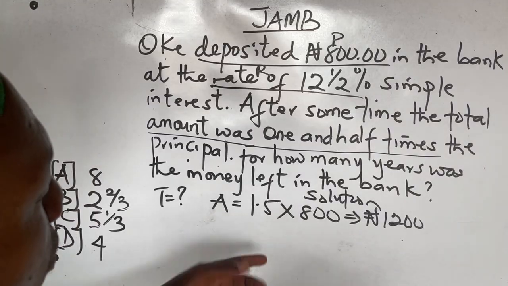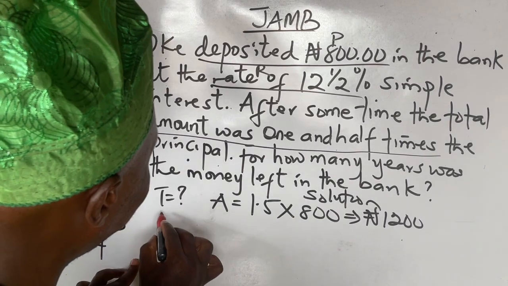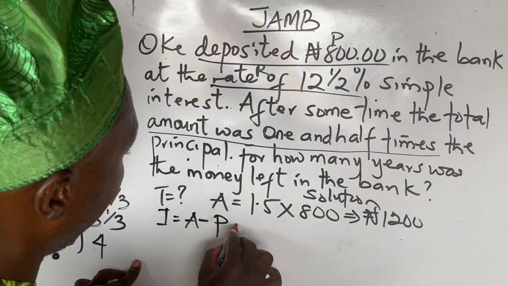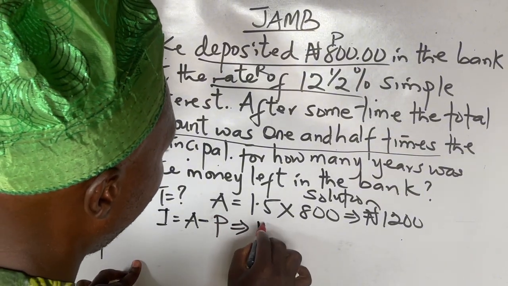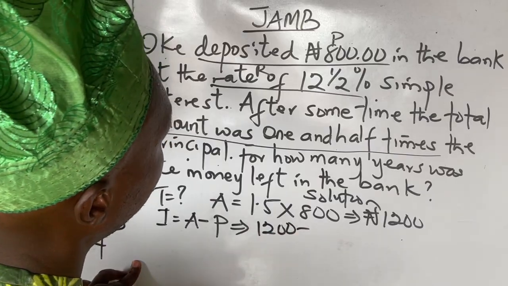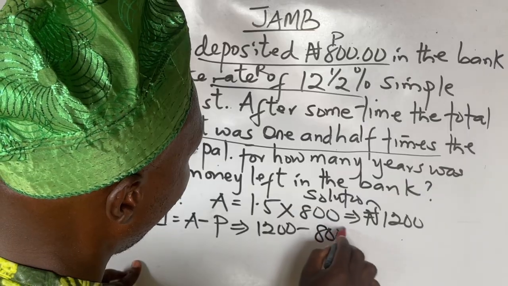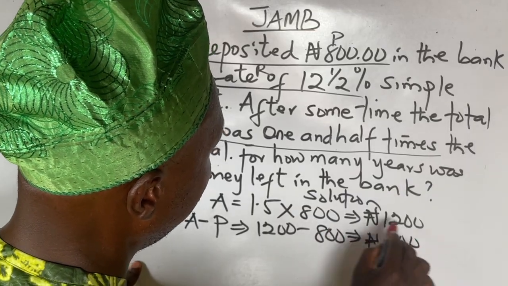So that's the amount. From the amount, we can get the interest. So our interest is amount minus principal. The amount is 1,200, our principal is 800, so our interest is 400.